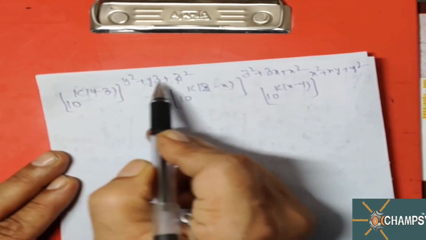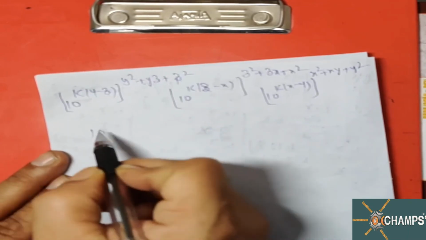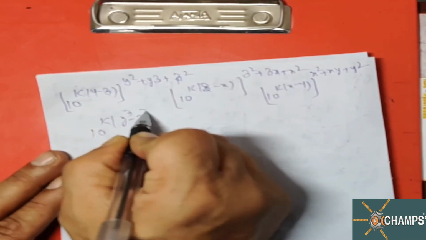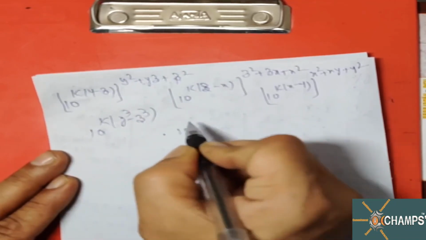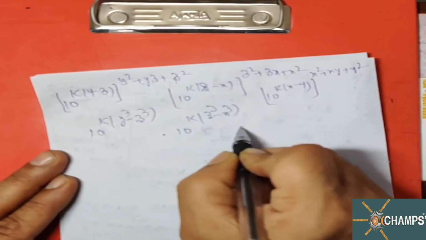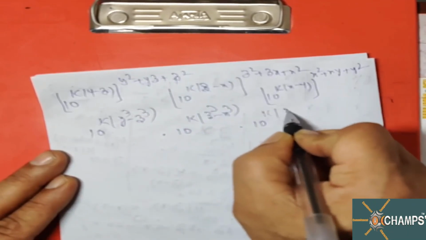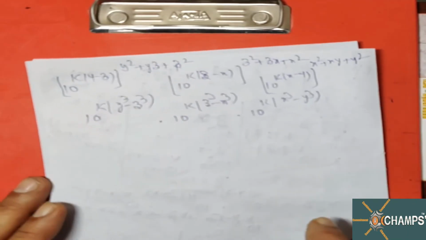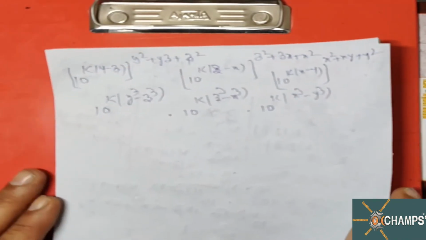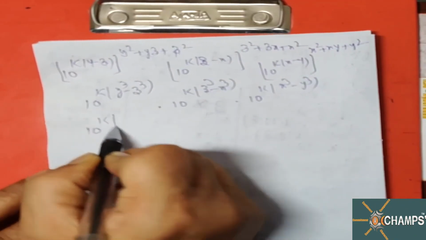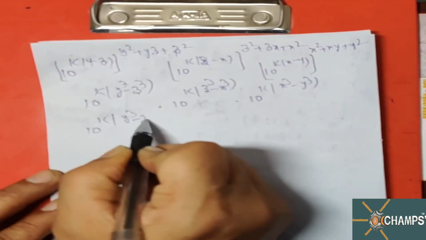This way. Now multiply the powers. A minus b into a square plus ab plus b square. Again I am repeating, a minus b into a square plus ab plus b square. This can be written as y cube minus z cube. 10 to the power of k into z cube minus x cube. 10 to the power of k into x cube minus y cube.